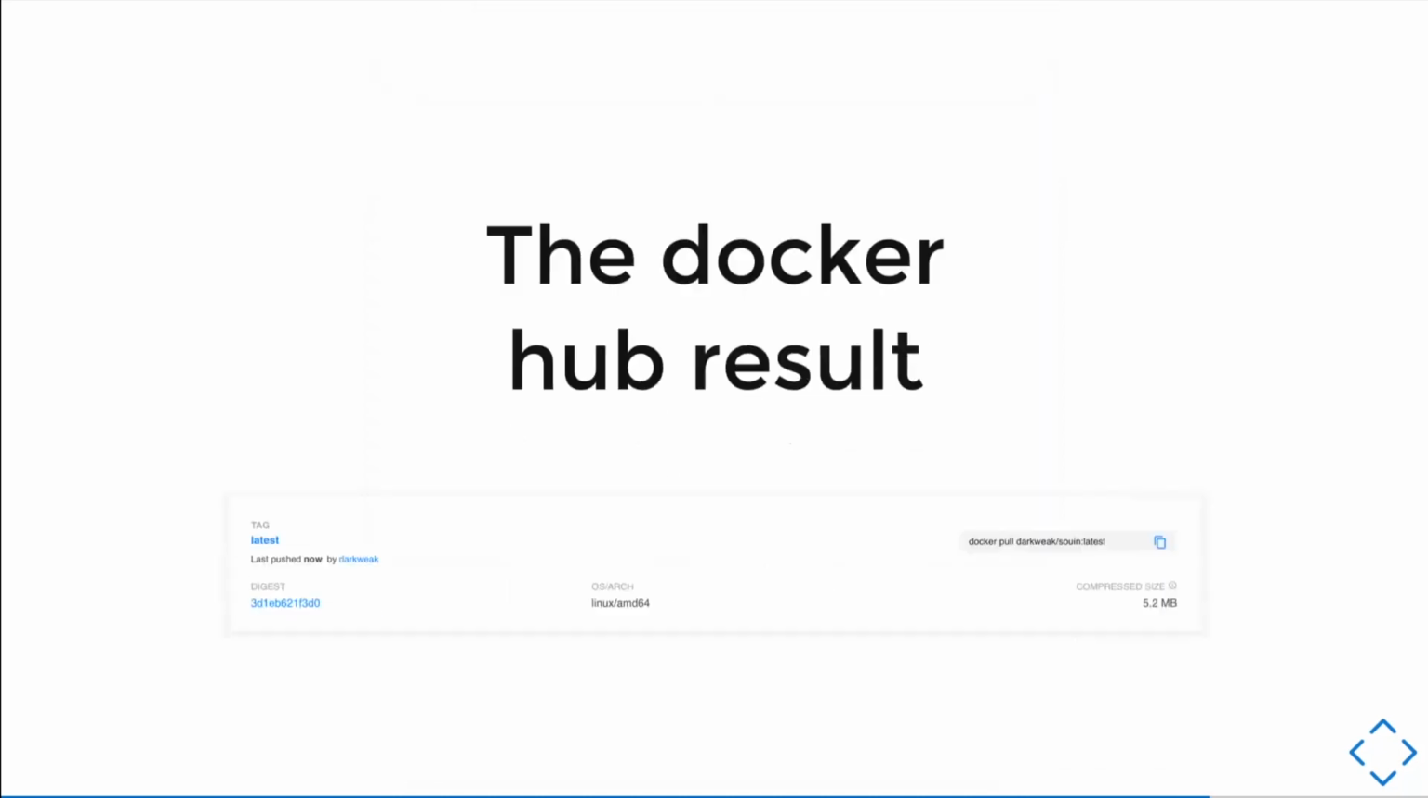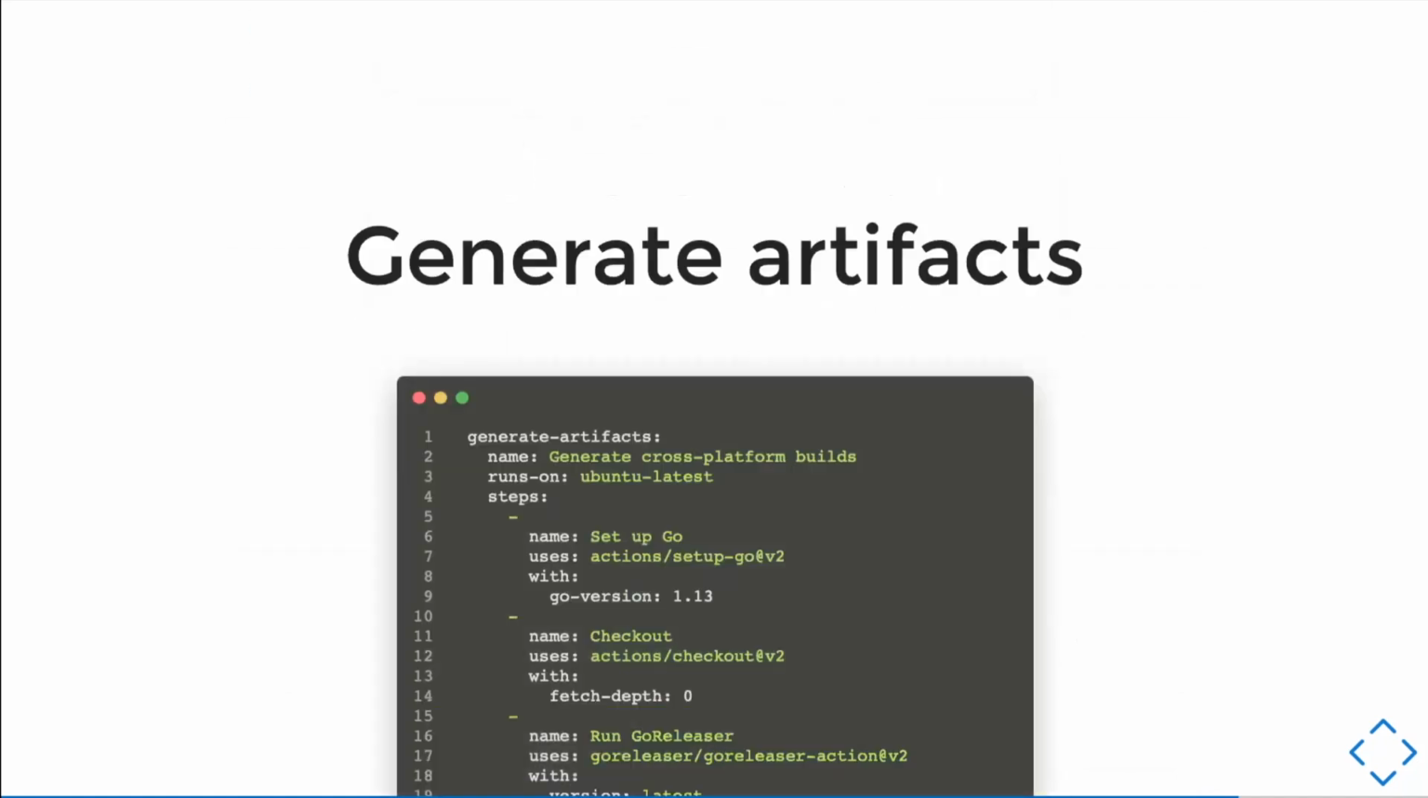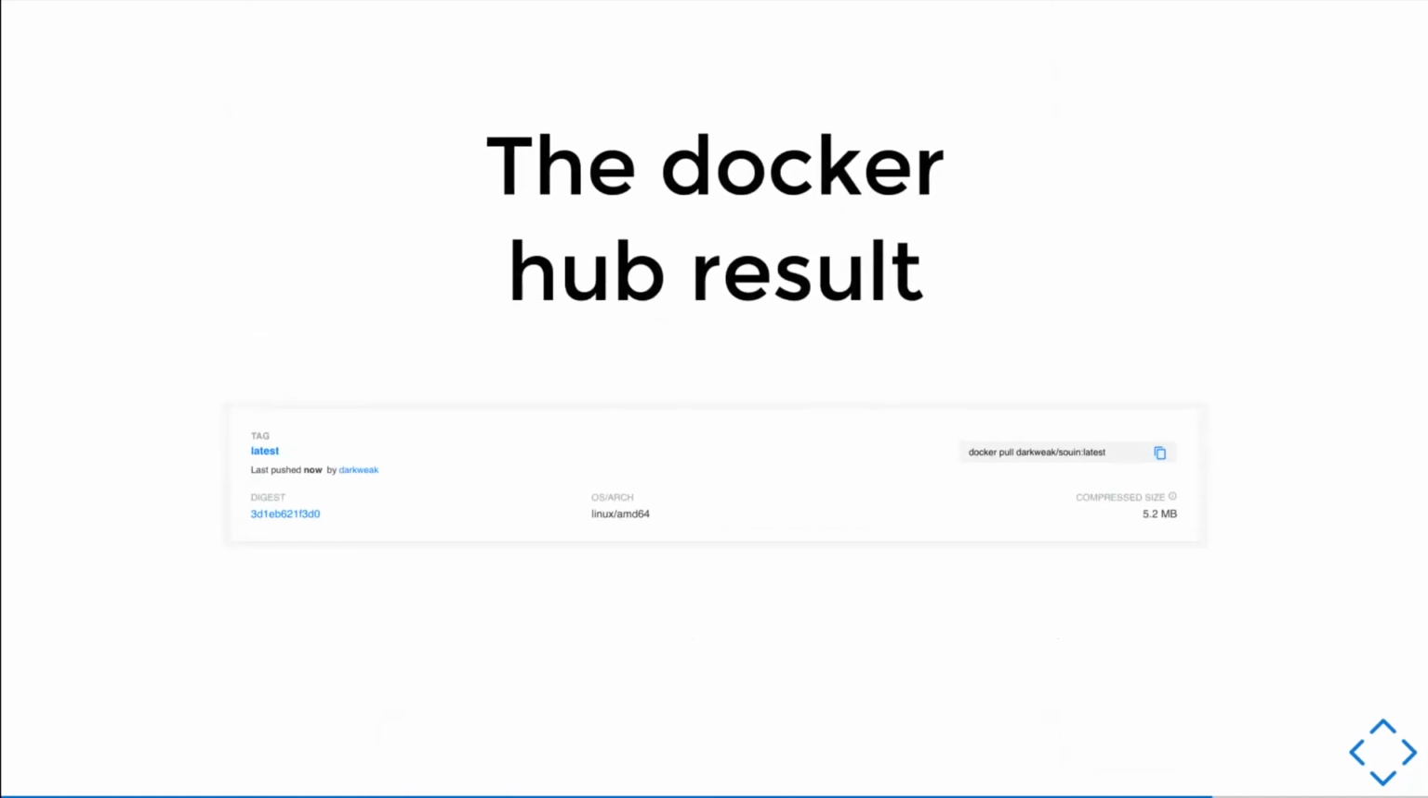And as you can see, here is the result on the Docker Hub. Our image is tagged as latest and is ready to be pulled, and obviously it's tagged as latest full for the full version.